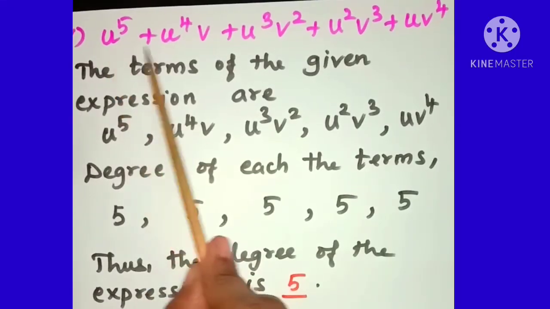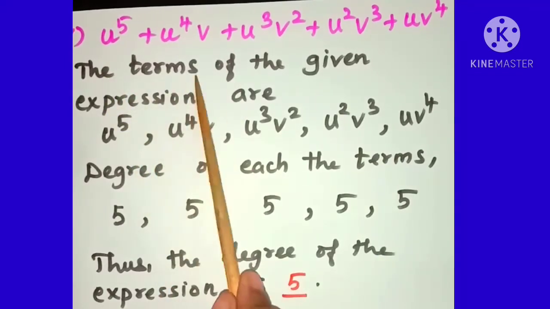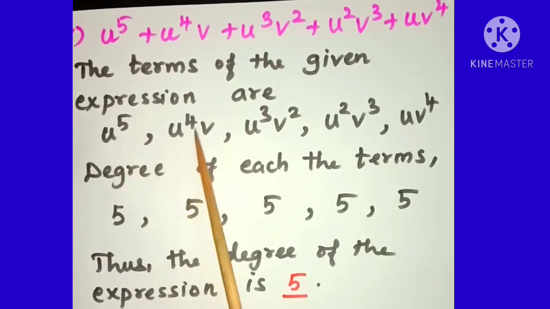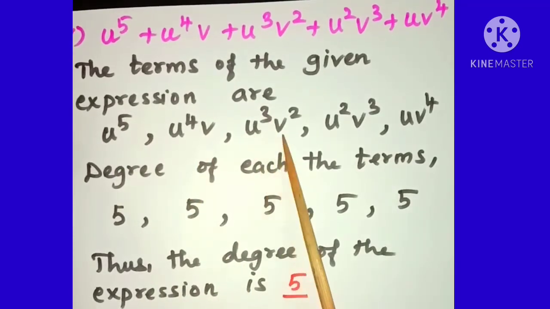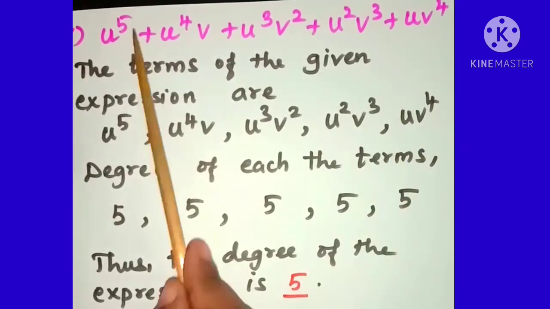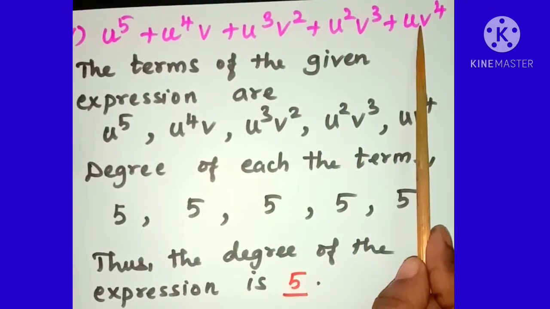Find the degree of the expression. So students, first step, the terms of the given expression are u power 5, u power 4v, u cube v square, u square v cube and u v power 4. There are 5 terms. 1, 2, 3, 4, 5 terms in an expression.